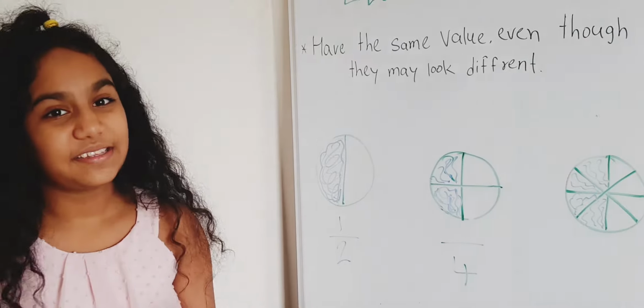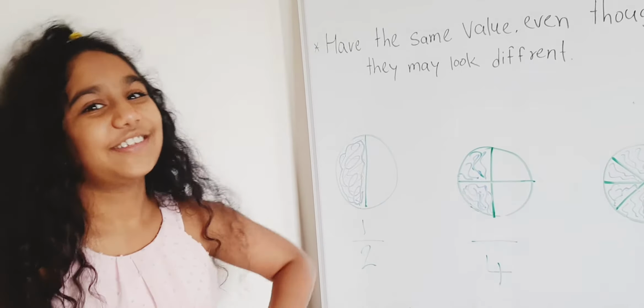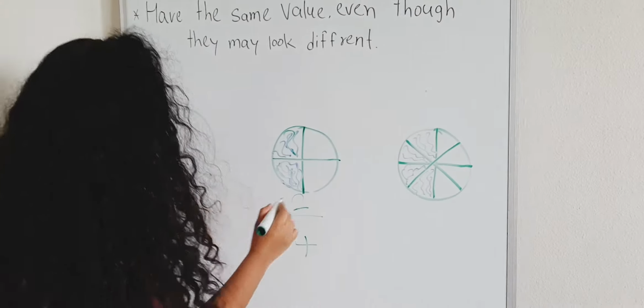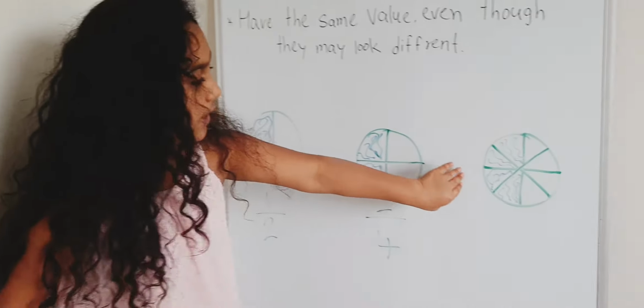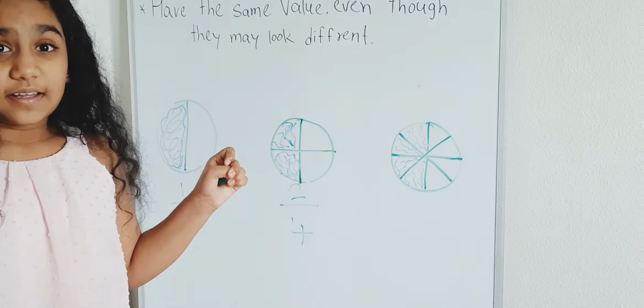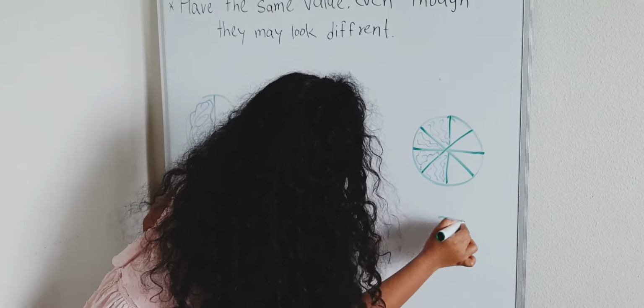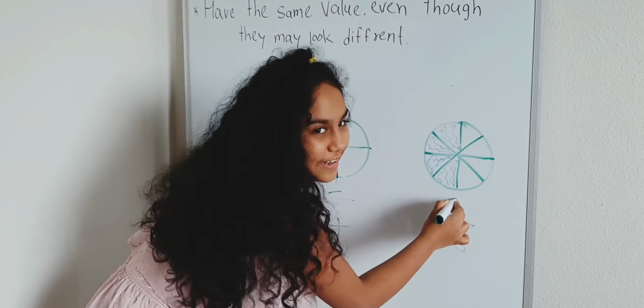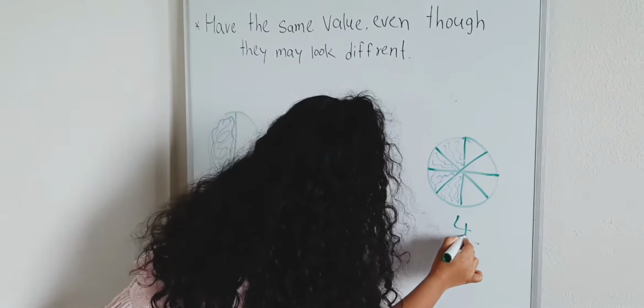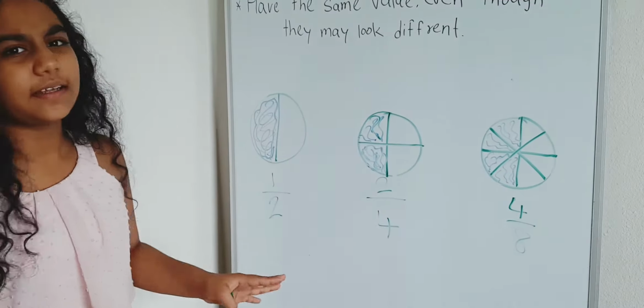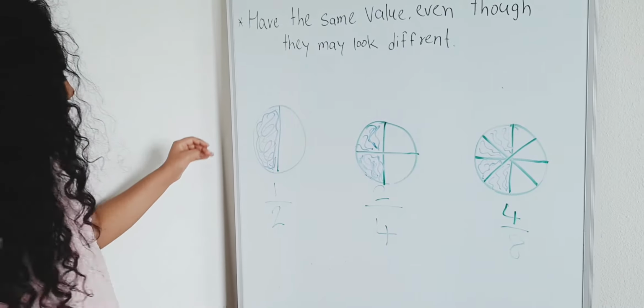How many pieces are shaded? Again, two. Okay. Last one. How many pieces? Eight. Right. I know that took a little time. So how many pieces are shaded? Four. So you might be thinking, these kind of look familiar.